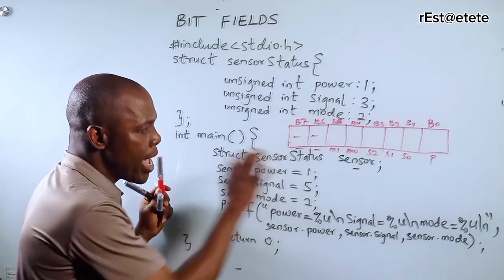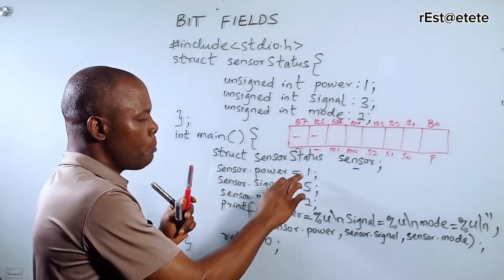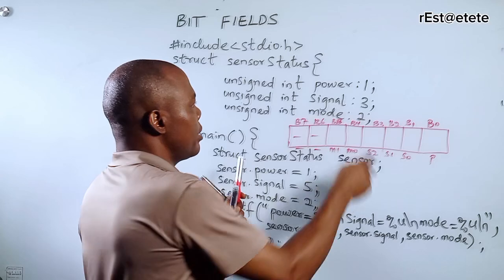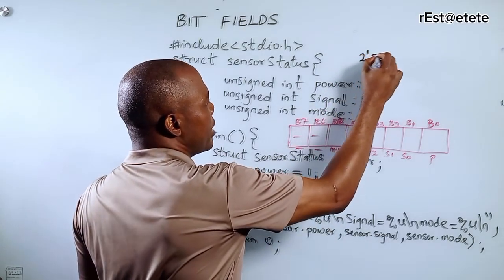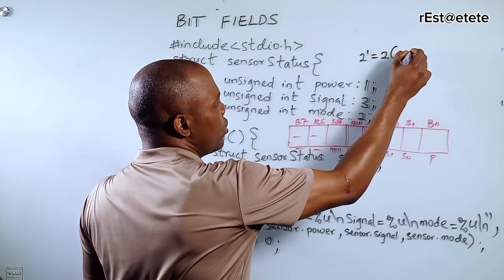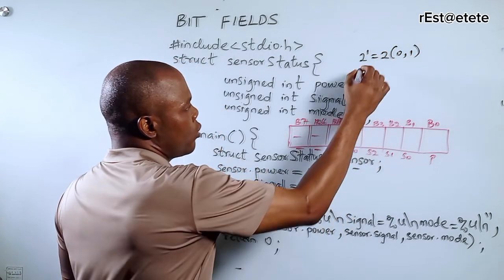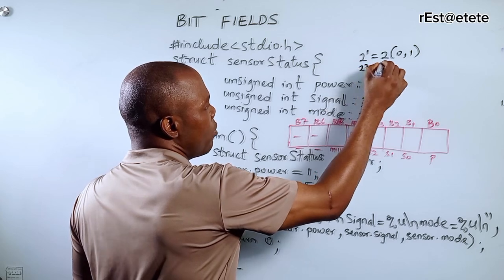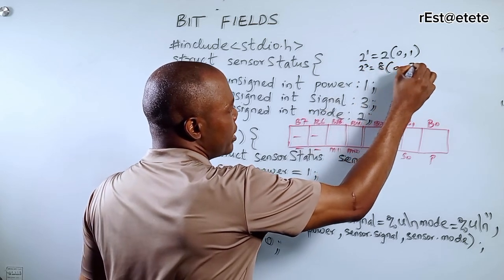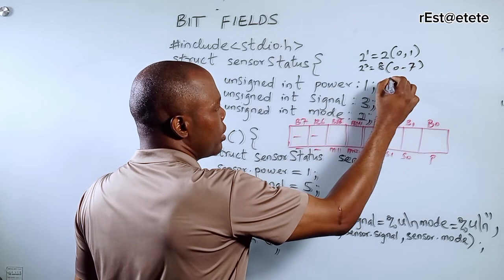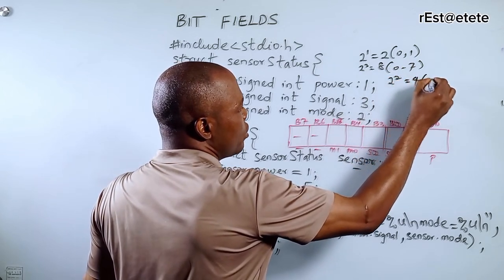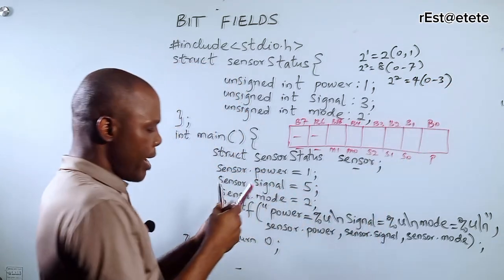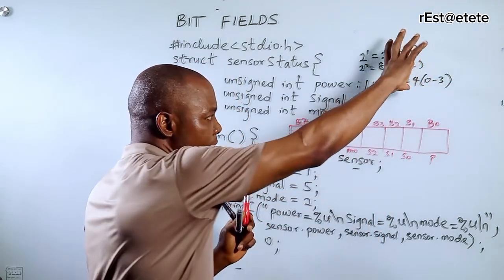Now I'm supplying power as 1. So power being 1, in this power, which is 1 bit, it gave me 2 raised to power 1. That would be what? 2 values. That would be 0 and 1. For this one is 2 raised to power 3. That would be what? 8. So that would be 0 to what? 7. While for this one is 2 raised to power 2. That would be what? 4. That would be 0 to what? 3. Right? So that is what I have.